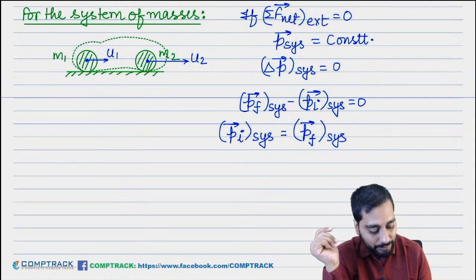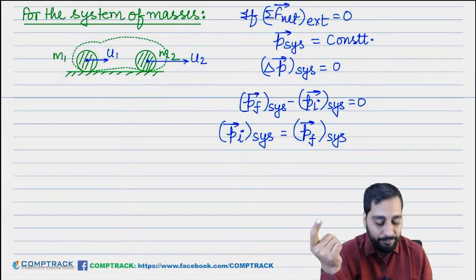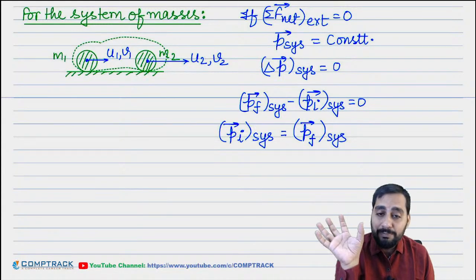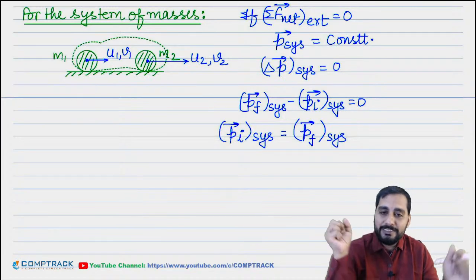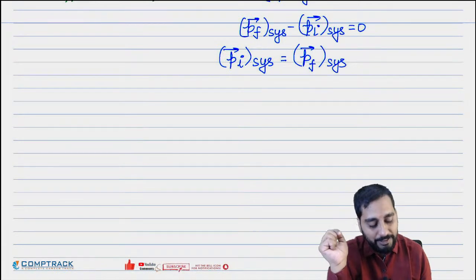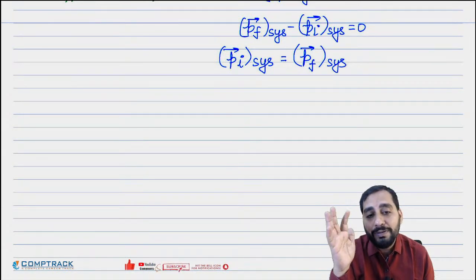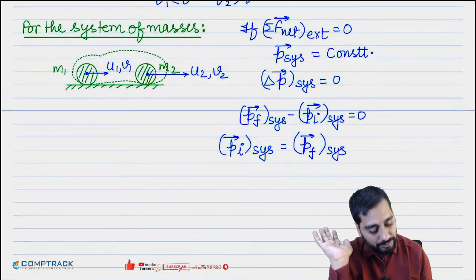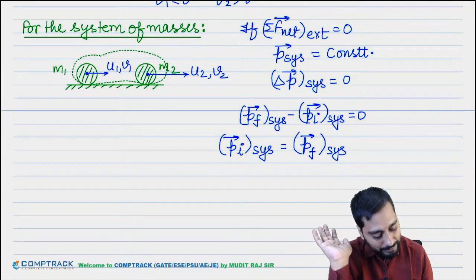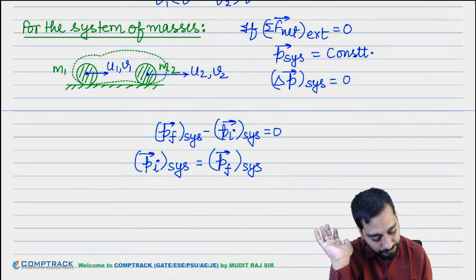So let's say these are two masses. Initial velocities are u1 and u2 and final velocities are, let's say, v1 and v2, without any external force. Something is happening inside the system. Let's say they are colliding, so due to that collision some internal force will be there, but there will not be any external force. So in that case, the linear momentum of the system will remain conserved.